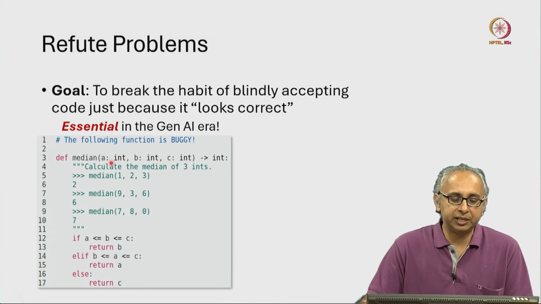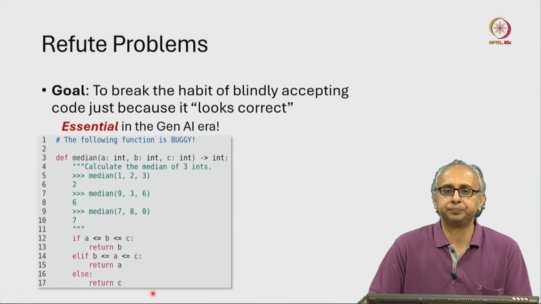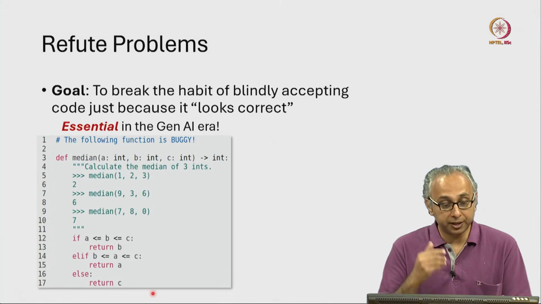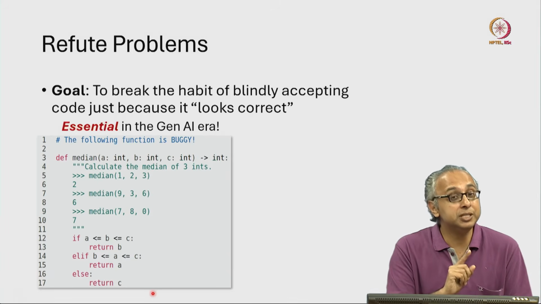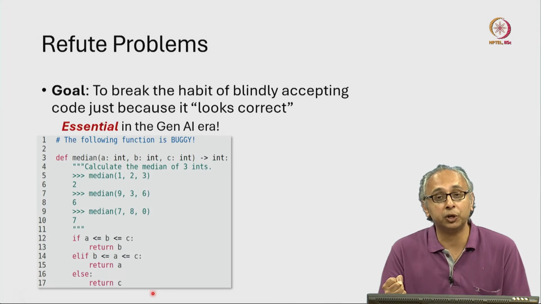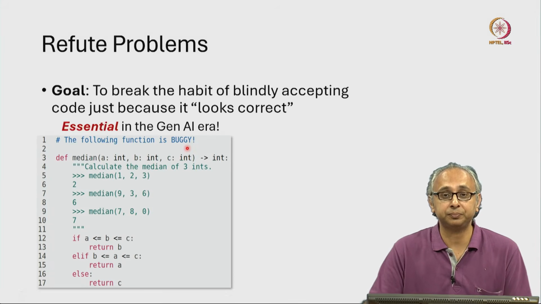So it's supposed to calculate the median of 3 integers, and the code, as we saw earlier, kind of looks right. So that's the first part of a refute problem. There's nothing for you to do other than to read this. You're not going to debug this code because we don't yet know for sure that it is buggy. I'm just telling you that it is.